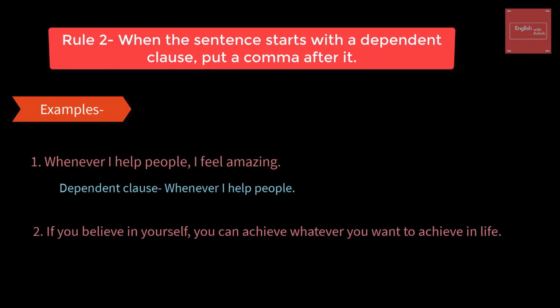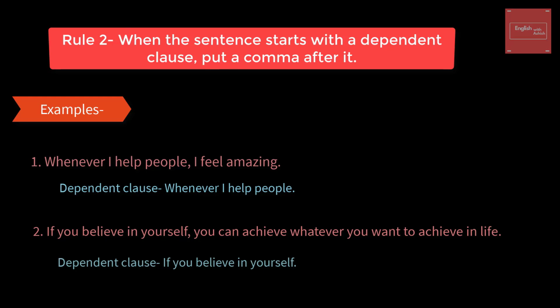If you believe in yourself, you can achieve whatever you want to achieve in life. Now, as you can see, if you believe in yourself starts with the subordinating conjunction if. So we get to know it's a dependent clause, all right? So it needs to be separated with a comma. I'm simply going to put a comma at the end of it. If you believe in yourself, comma, you can achieve whatever you want to achieve in life. So that's rule number two. Whenever you start your sentence with a dependent clause, simply put a comma after it.